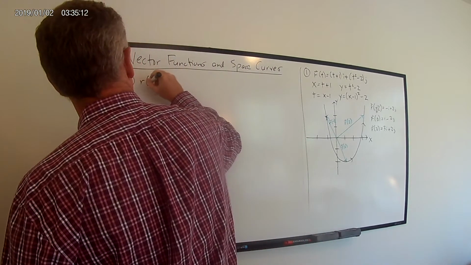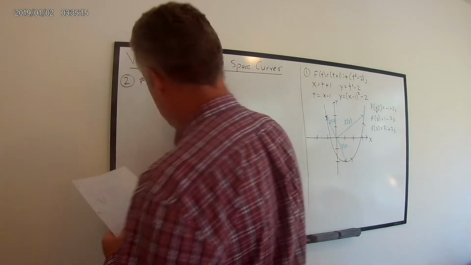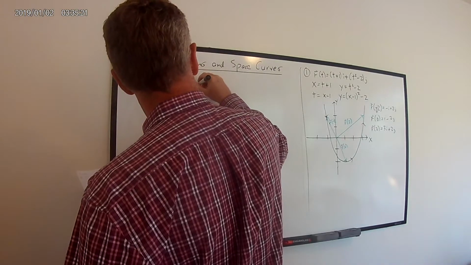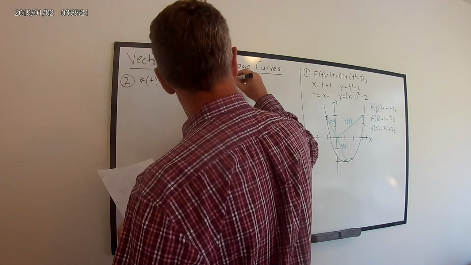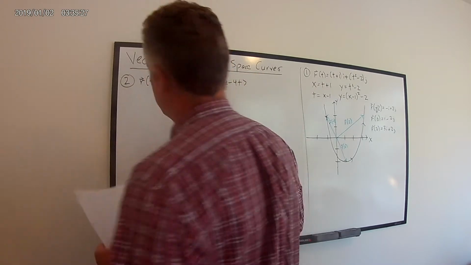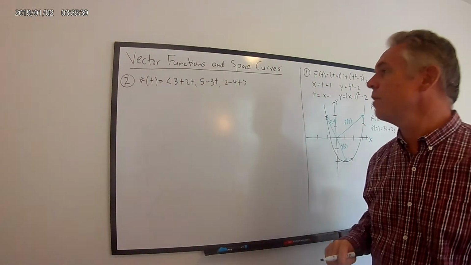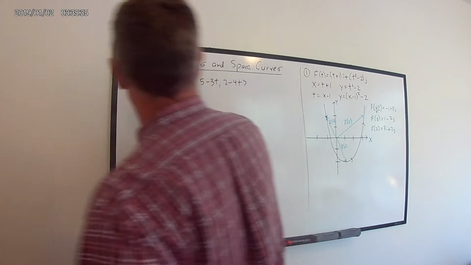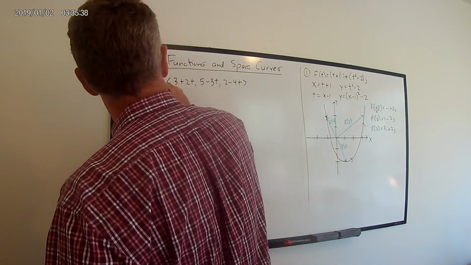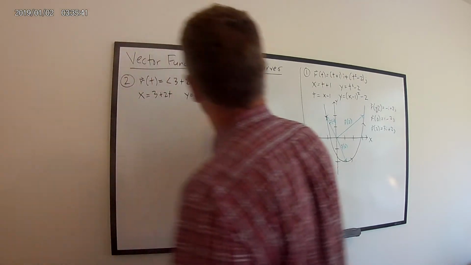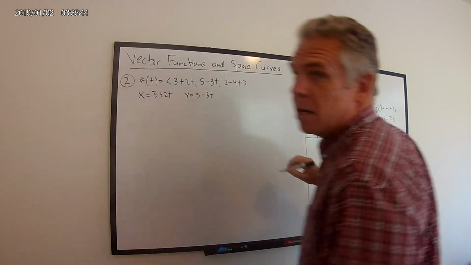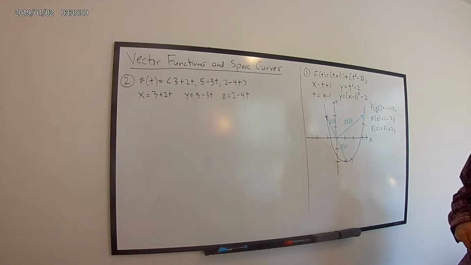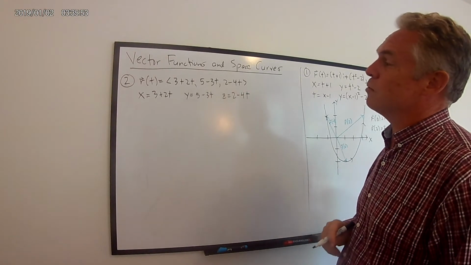let's plot this curve, r of t equals 3 plus 2t, 5 minus 3t, and 2 minus 4t. Okay, so this is our vector function, and we want to see what kind of space curve we get out of this. Well, we can write our x, y, and z components. x will equal 3 plus 2t, y will equal 5 minus 3t, and z will equal 2 minus 4t. Okay, so those are our x, y, and z equations in terms of this parameter t.